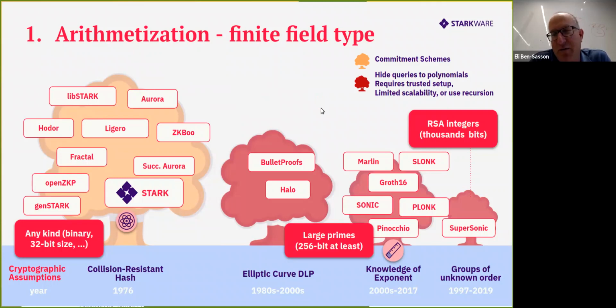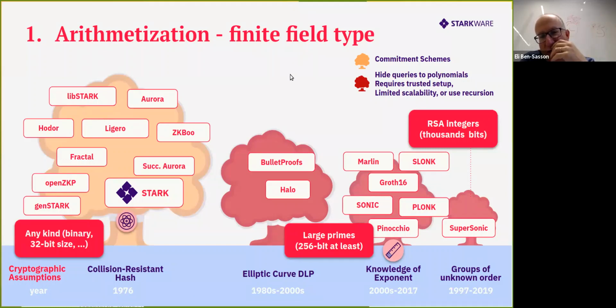Another differentiating factor is what is the modulus or the size of the finite field or arithmetic domain in which you conduct your arithmetization. So on the leftmost tree, you can use any field because the field size is unrelated to the security parameters. So you can use fields of size 8 bits or 32 bits and you'll get the same security. You can reach 128-bit security under any field size.